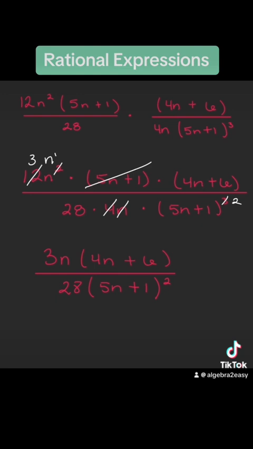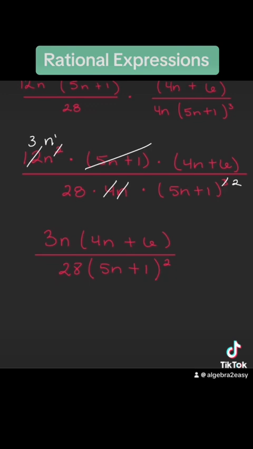Okay, so we can go ahead and distribute the numerator here. When I say distribute, that's a fancy word for multiply. So we're going to multiply 3n times 4n, and I get 12n squared. 3n times 6, I get 18n, all over the product of 28 times 5n plus 1 squared.